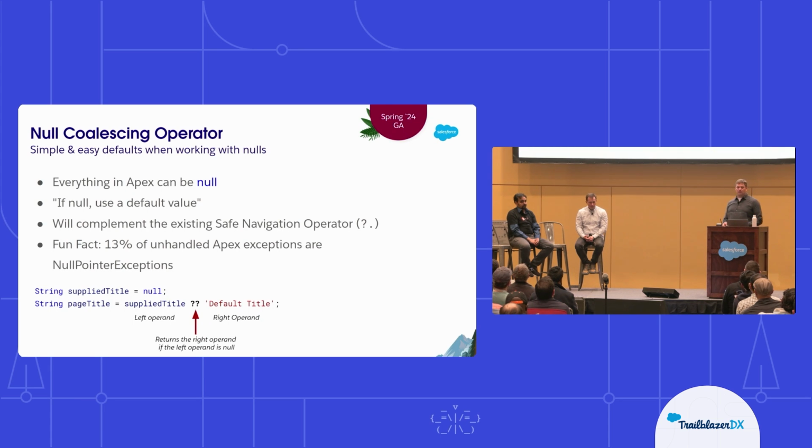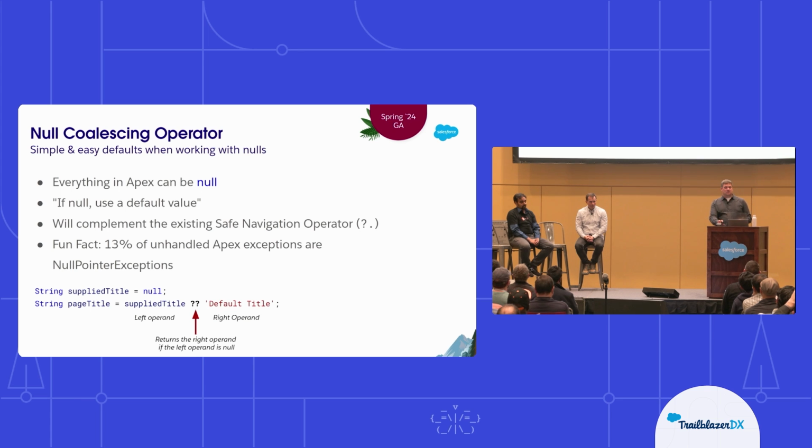The first one that we've launched in spring 24 is the null coalescing operator. So at a base level, everything in Apex can be null. Your integers, your strings, your objects, sometimes confusingly your booleans. And so it's important to consider what actually happens when those values are null. And the null coalescing operator basically gives you a syntax to say, if the variable I'm looking at is null, substitute this other value.